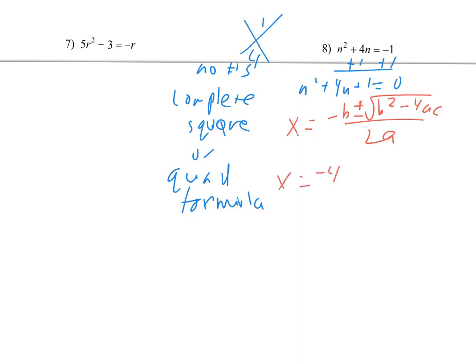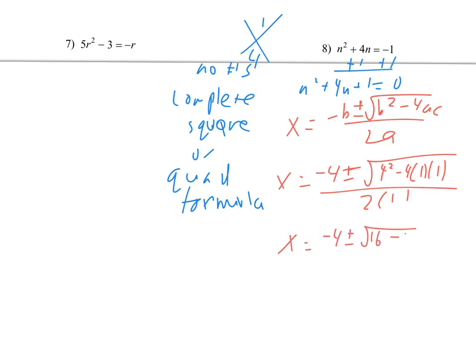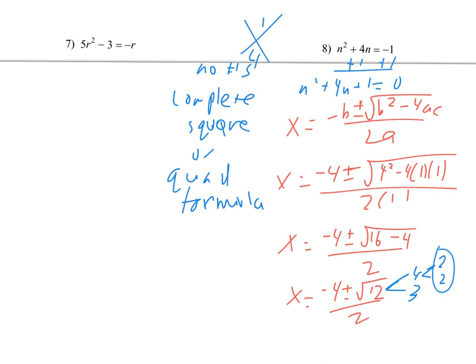So then I got negative 4 plus or minus the square root of 4 squared minus 4 times 1 all over 2 times 1. So we have negative 4 plus or minus the square root of 16 minus 4 all over 2. I got minus 4, it's just negative 4 times 1. And so I get x equals negative 4 plus or minus the square root of 12 all over 2. I'm not allowed to reduce that yet. I need to break this down into 4 and 3 and then 2 and 2. So I got twin 2's there.